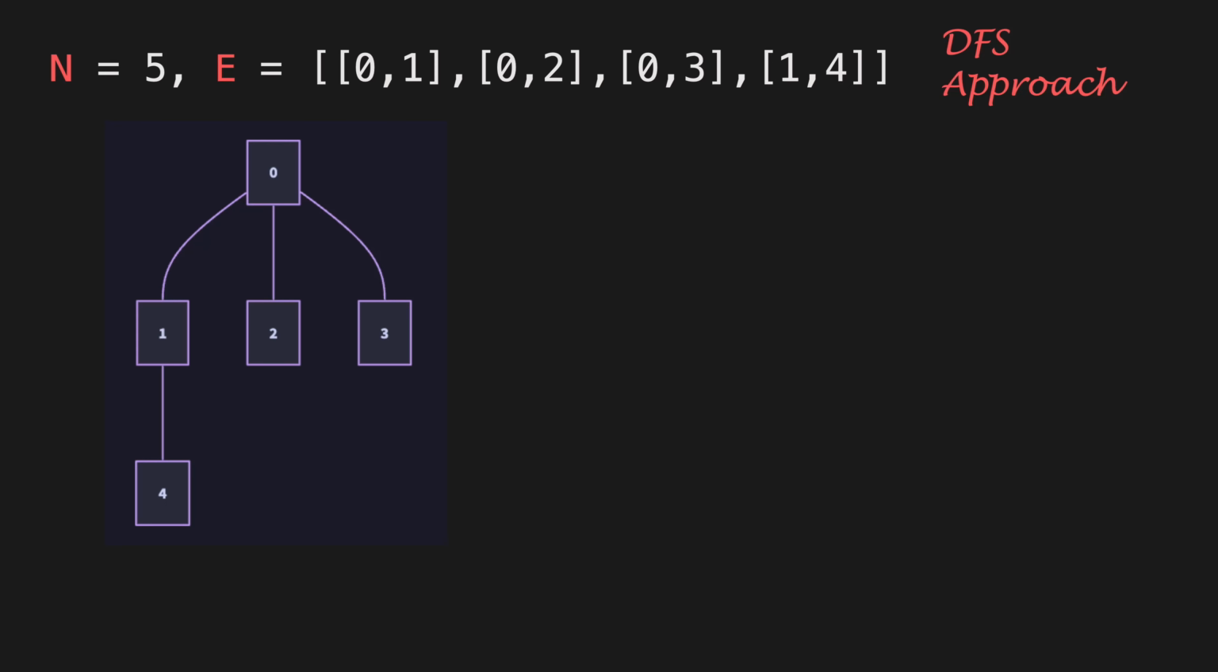Now how should we approach this? Like we discussed during the problem walkthrough, for any graph to be a valid tree, there is a golden rule for the number of edges. If we have n nodes, we must have exactly n minus 1 edges. If this condition isn't met, we can stop right away and return false.